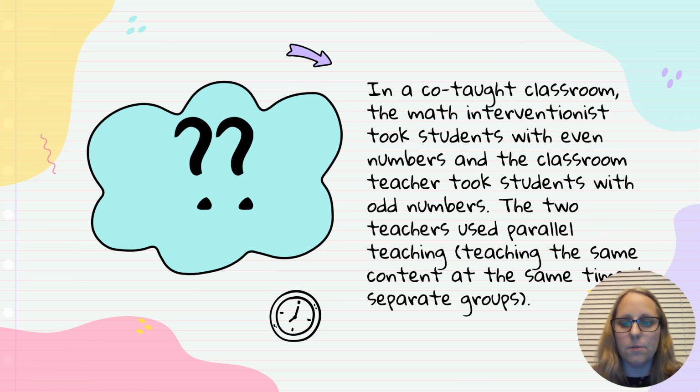In a co-taught classroom, the math interventionist took students with even numbers, and the classroom teacher took students with odd numbers. So again, not a real small group, but a smaller group than the whole group. The 2 teachers used parallel teaching, which is basically one teacher is teaching here, one teacher is teaching here. They're parallel of each other. They're teaching the same content at the same time, just in separate groups.